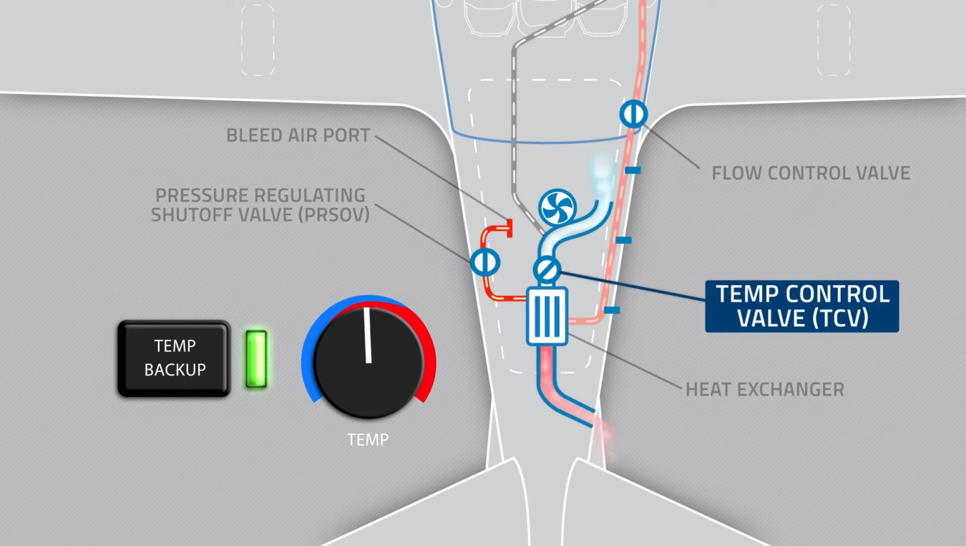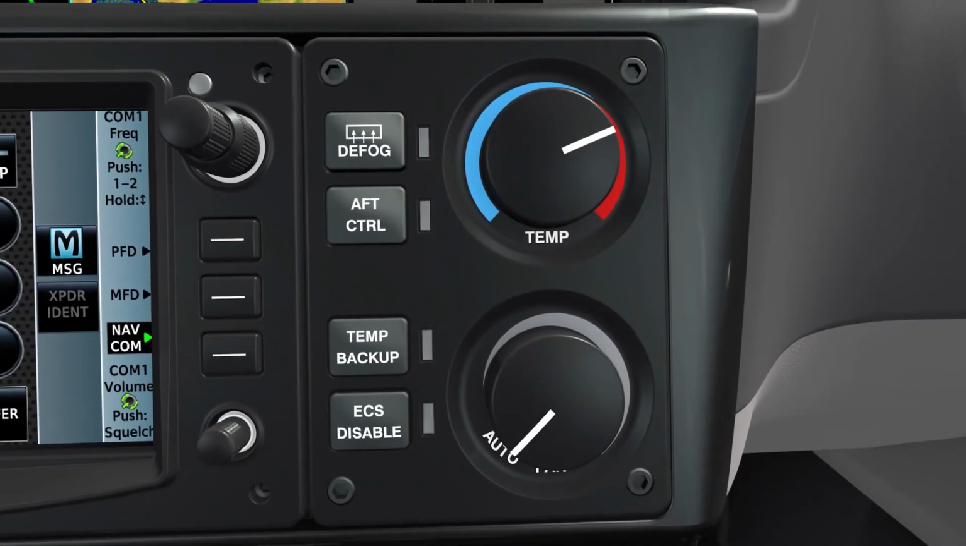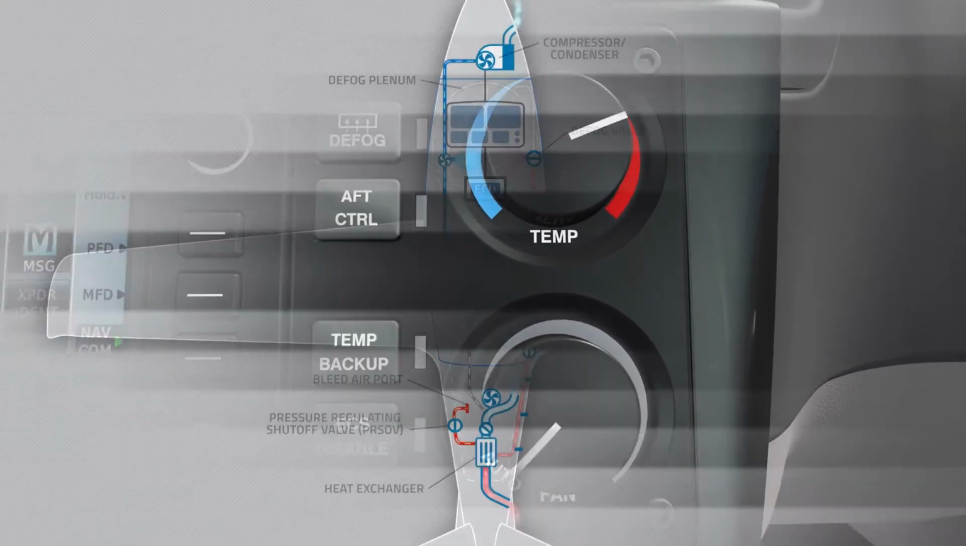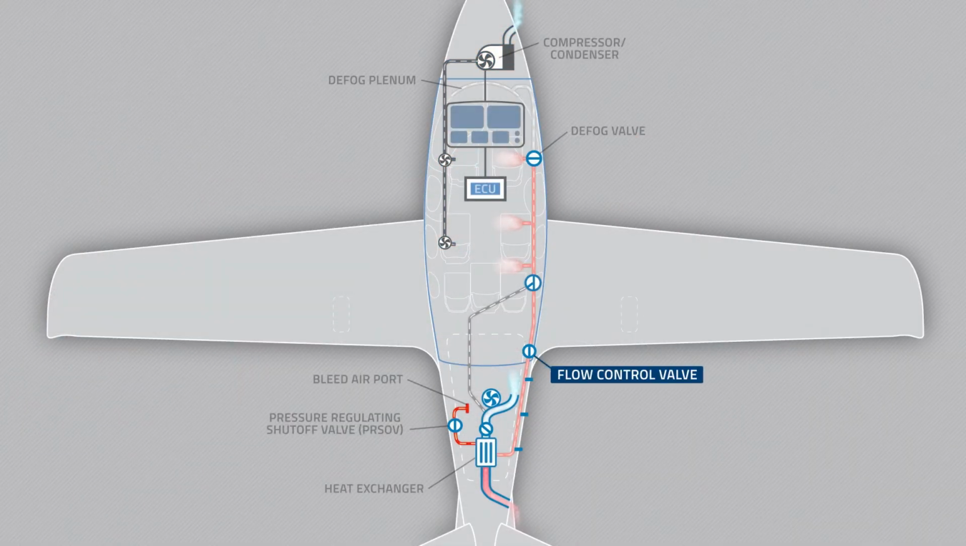In this mode, the position of the TCV is controlled directly by the pilot using the cabin temp knob. This feature would be used if the electronic control unit was not holding the correct temperature for some reason and you wanted to control it manually, or if otherwise directed by a checklist. The last button, labeled ECS Disable, shuts down the air conditioning, sets the flow control valve to low, and fully opens the temperature control valve. If you've selected manual control of the TCV, it remains in that mode.